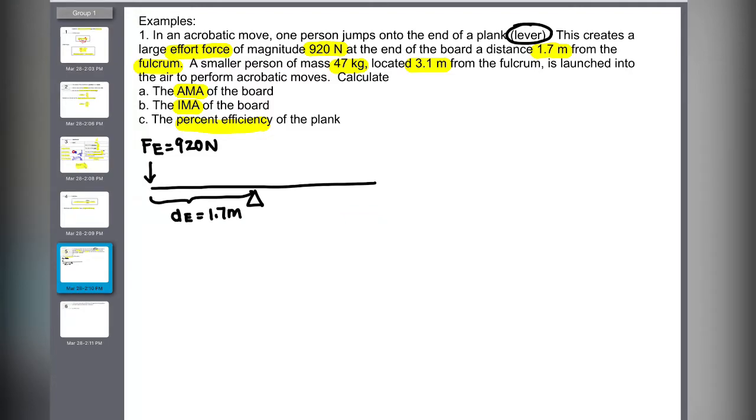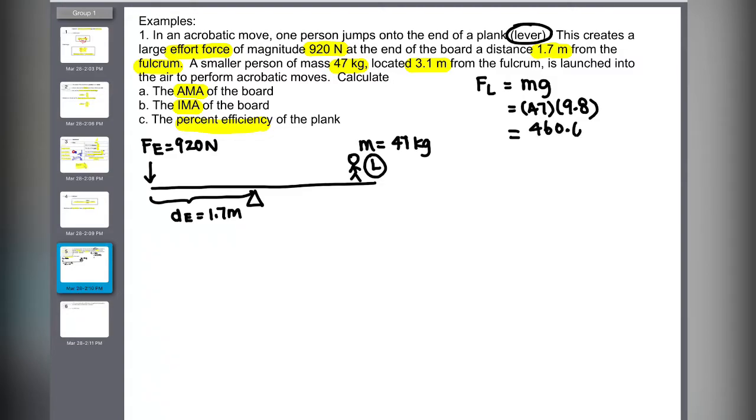And then they tell you that you have a small person, but this time they give you the mass. Okay, so hopefully you know that you need to convert that into a force. So this is your load, right? This is what you're trying to lift up. I can work out what the FL is: I'm given the mass, so I multiply it by 9.8 to get the force. I'm just going to do it on the side over here. 47 times 9.8 is equal to 460.6 newtons. So this is my FL.